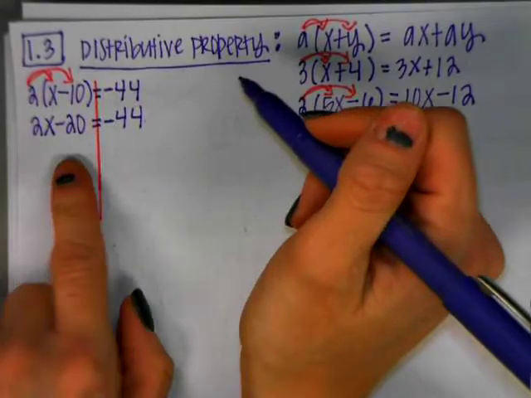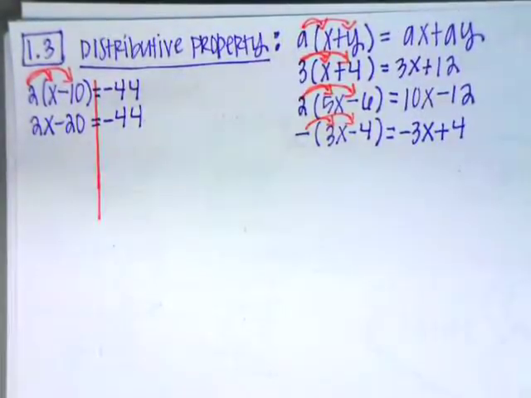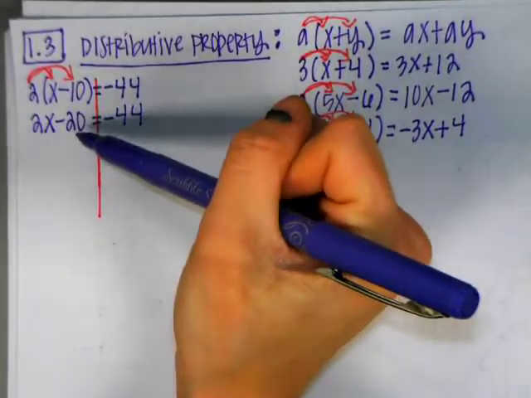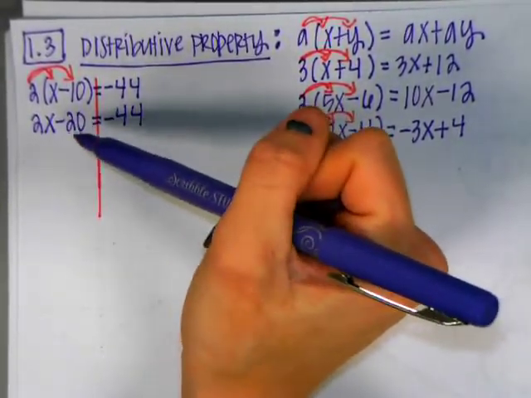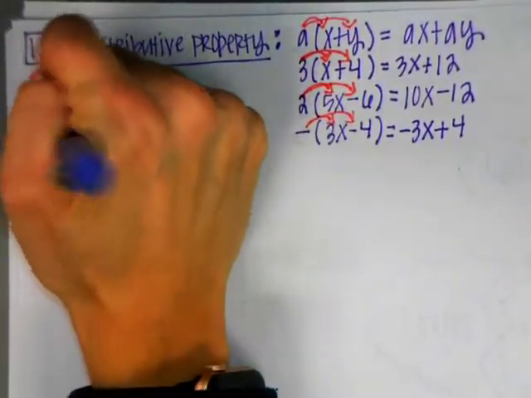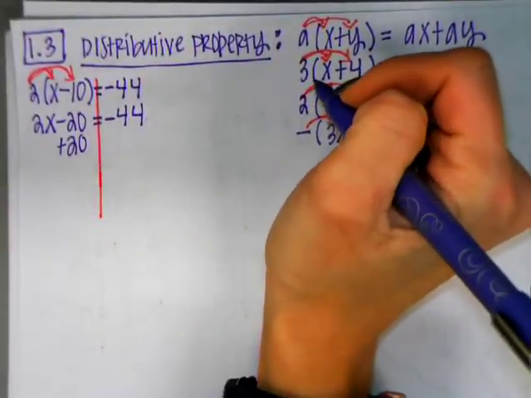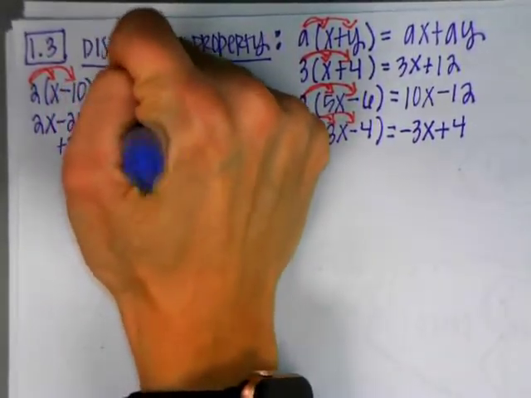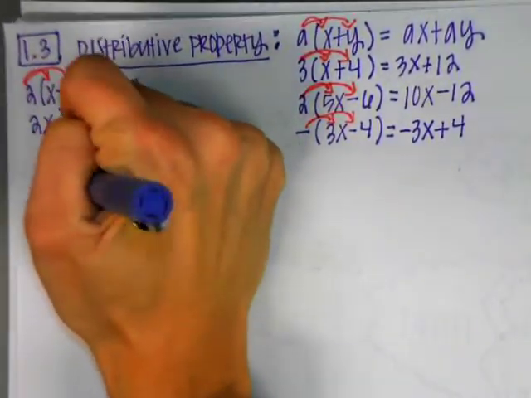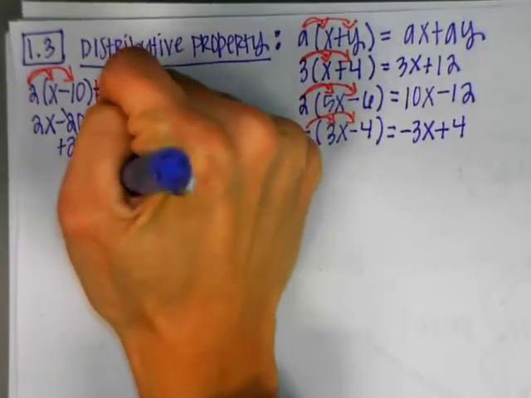So now, what am I trying to get by itself? X, right? So I need to get rid of the 2 and the negative 20. Which one's going to go first? The negative 20. How do I get rid of a minus 20? Plus 20. Yep. So do plus 20, and then where do I do the other plus 20? You have to add 20. Yep, to the other side of the equals sign. So you're going to get 2x equals negative 24.